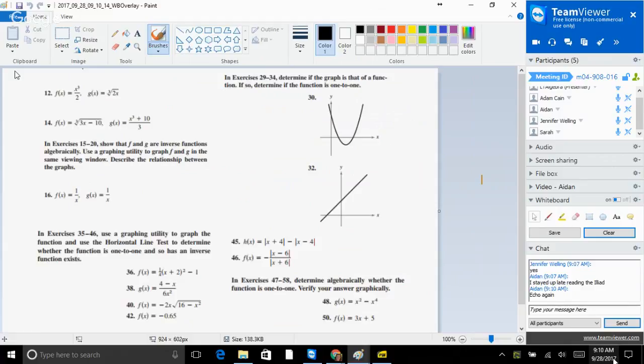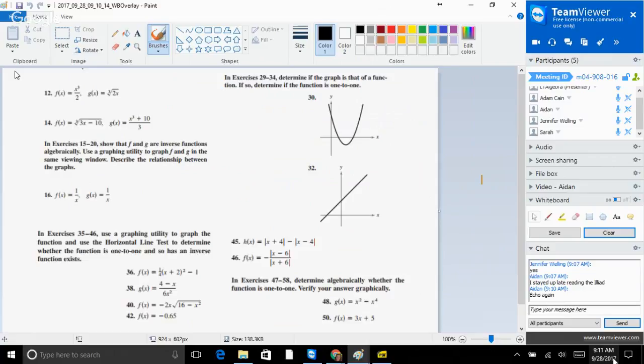So what about number 32? I know, echo again. Usually echo happens if anybody happens to be using their speakers on their computer, because then whatever microphone you're using picks me back up again. Or it could just be technology, you know.